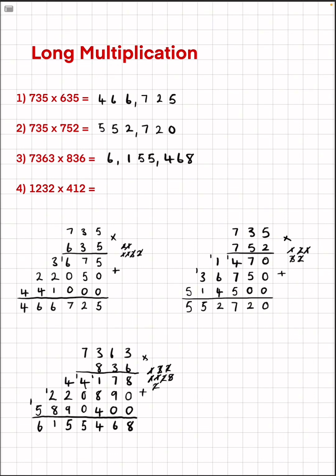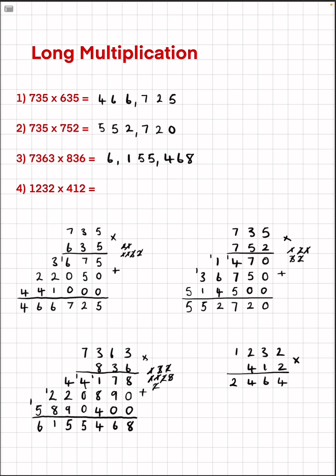The next calculation is 1,232 multiplied by 412. So remember, we need to align the hundreds, tens, and the units. So we're going to start from the right hand side. 2 multiplied by 2 is 4. 2 times 3 is 6. 2 times 2 is 4. And 2 times 1 is 2.